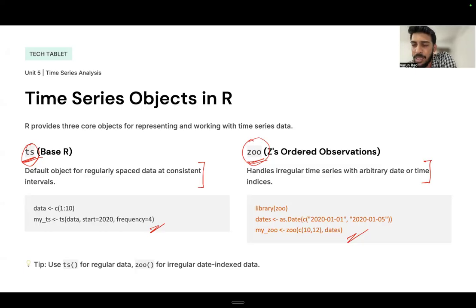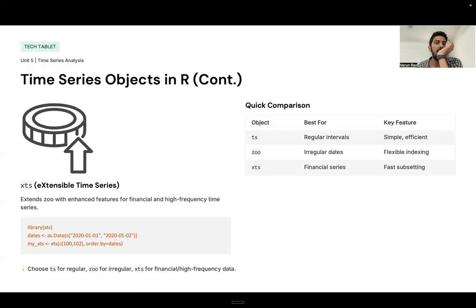So you also have another point which says use TS for regular data and Zoo for irregular date indexed data. So if your data is irregular, then you would go with Zoo. If your data is regularly spaced and pretty easy to understand, then you will go with TS, which is time series. So TS is used when the intervals are regular, when the data is very simple and efficient. Zoo is used when there are irregular dates. At the same time, it also has flexible indexing.